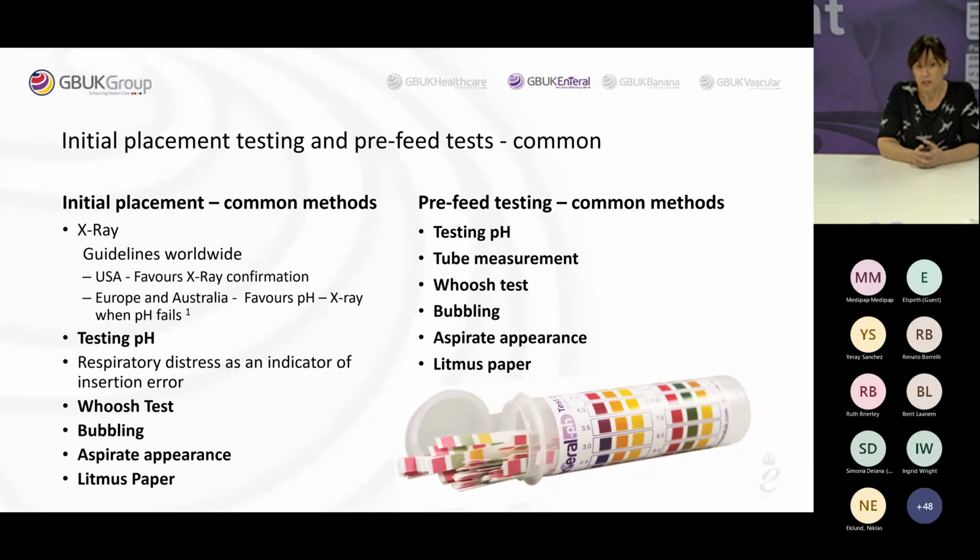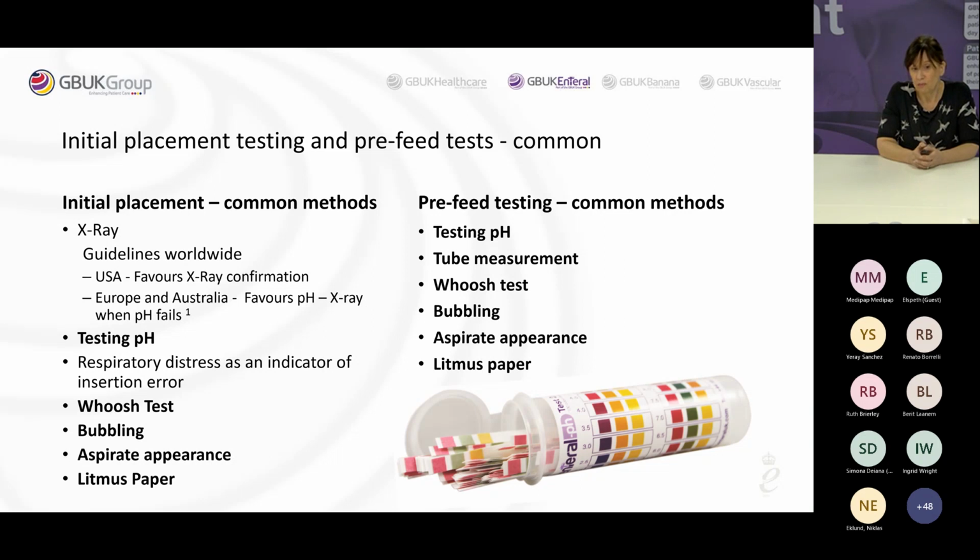So testing pH, as we're going to find out, is probably one of the more common methods. Respiratory distress is an indicator of insertion errors. So when a tube is put into a patient, if it goes into the patient's lung, then the patient is likely to show signs of respiratory distress. However, this doesn't always happen, especially if you have an unconscious or semi-conscious patient. Even some conscious patients may not show signs of respiratory distress. So not the most useful test.